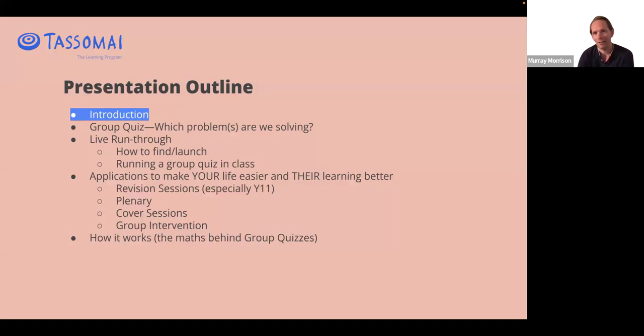Then I'll get into the science of how it works for those who are interested, but I'm putting that at the end after the important bits of where do I find it and how does it work. Then I'll talk about how you can get hold of group quizzes this term to run them through the summer term, because we think they're going to be absolute game changers for all sorts of reasons at this kind of unusual time of year. And then there's time for Q&A.